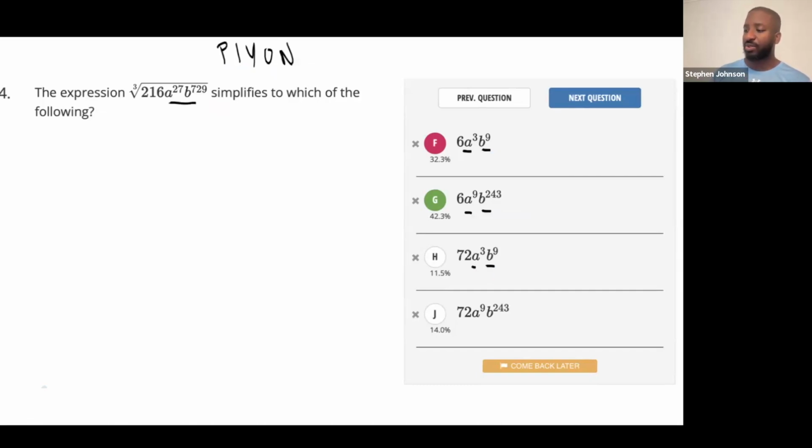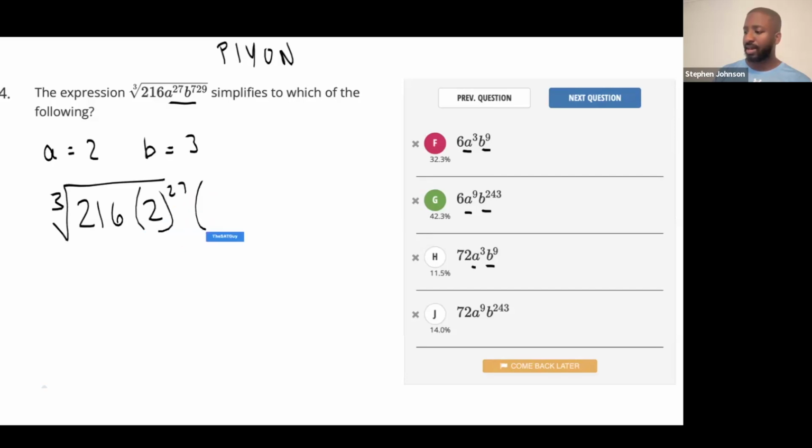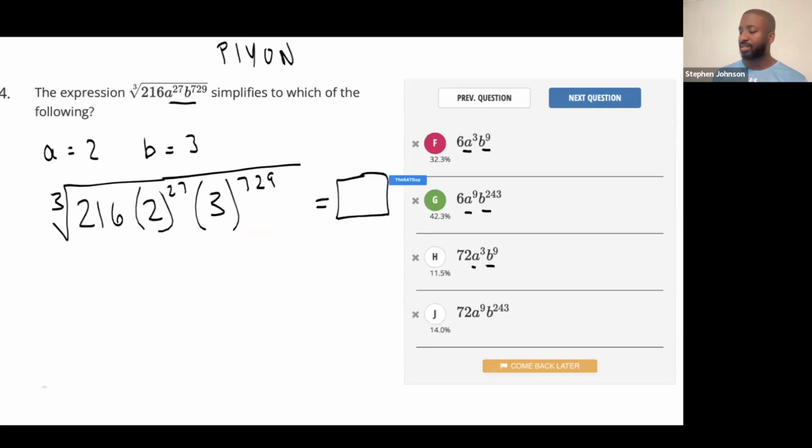So for instance, this is how this would work. If I set A equals 2, and let's say I set B equals 3, then I can go to my calculator and figure out what is the cube root of 216 times 2 to the 27th times 3 to the 729th. I'm going to get some answer from that. That answer, which I'll just put as a box to represent that answer, is going to be whatever it is.